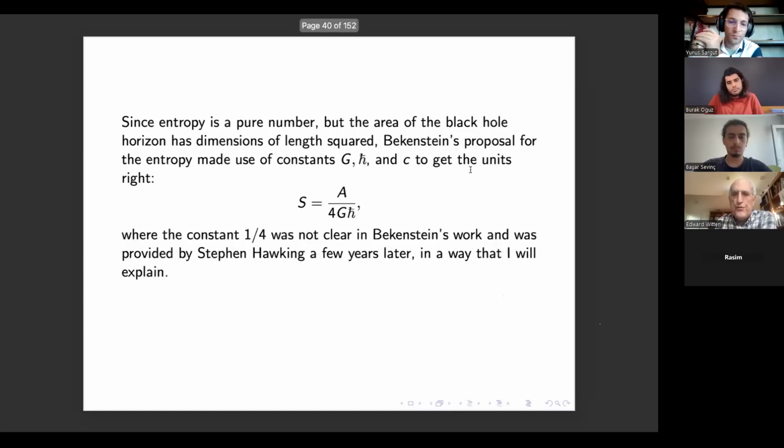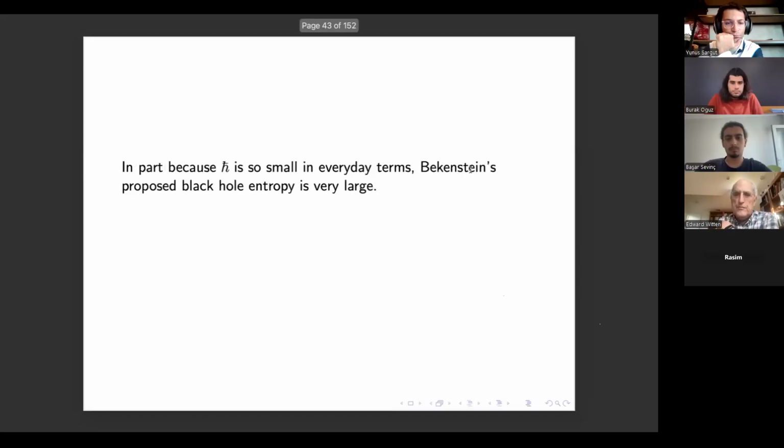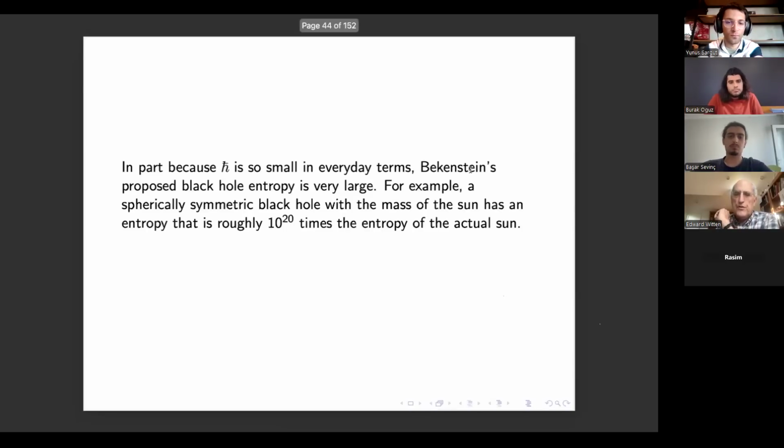And the factor of 1/4 was not clear in Bekenstein's work. Bekenstein just said it was a constant of order 1 there. This factor was determined by Stephen Hawking a few years later in a way that I'll explain. The factor of h bar that appears in the denominator shows that the formula is fundamentally quantum mechanical. In part because h bar is so small in everyday terms, Bekenstein's proposed black hole entropy is very large. For example, a spherically symmetric black hole with the mass of the Sun has an entropy roughly 10 to the 20 times the entropy of the actual Sun.